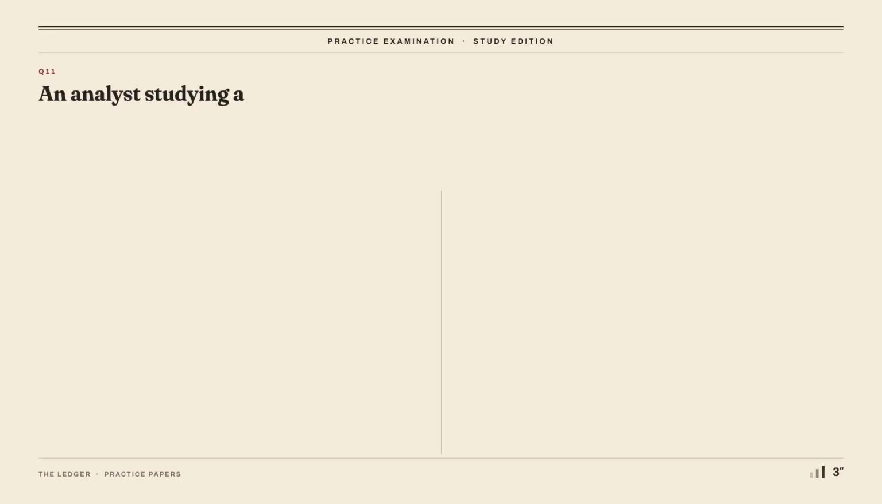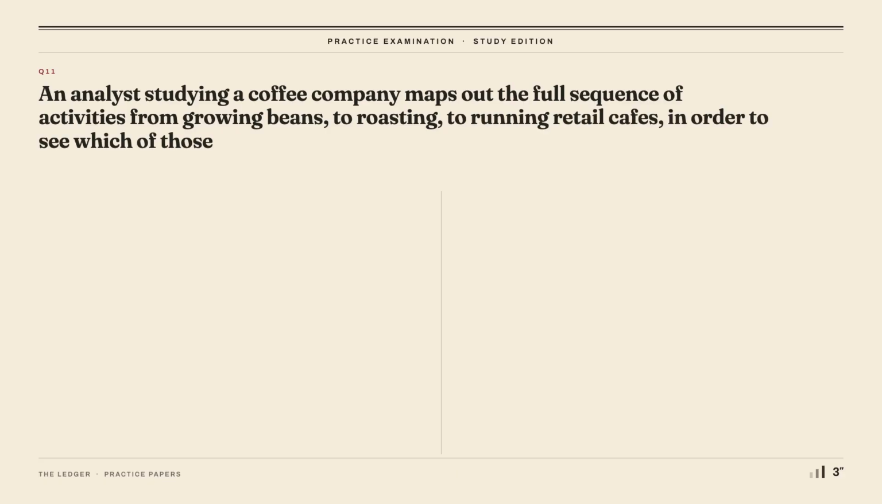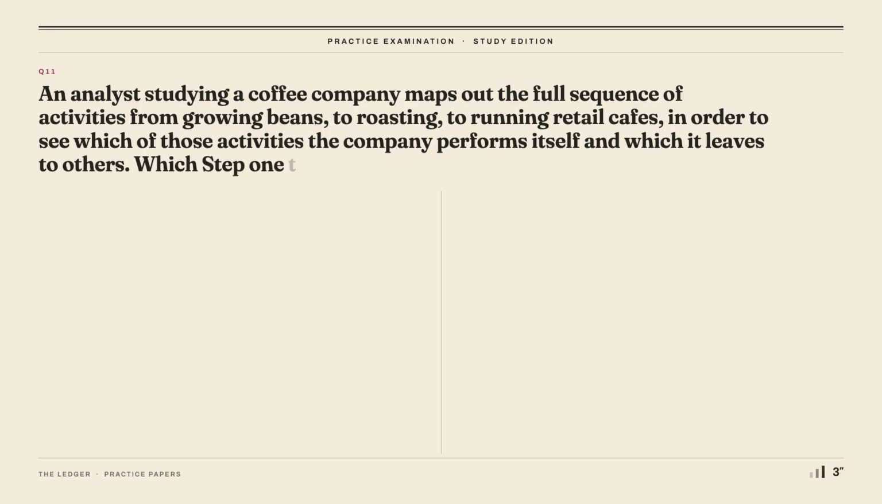Question 11. An analyst studying a coffee company maps out the full sequence of activities from growing beans to roasting, to running retail cafes in order to see which of those activities the company performs itself and which it leaves to others. Which step 1 tool is the analyst using?